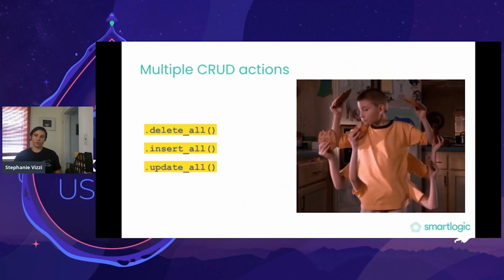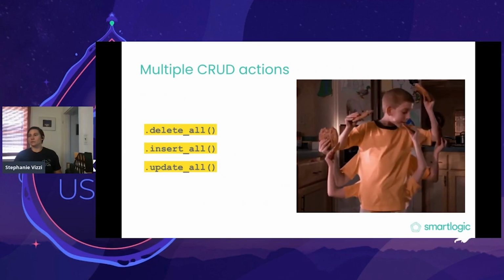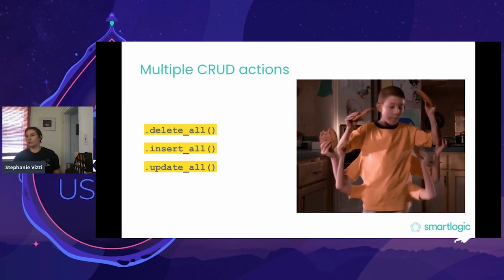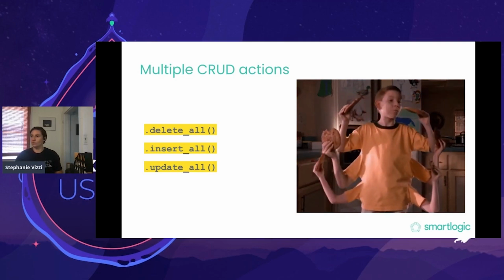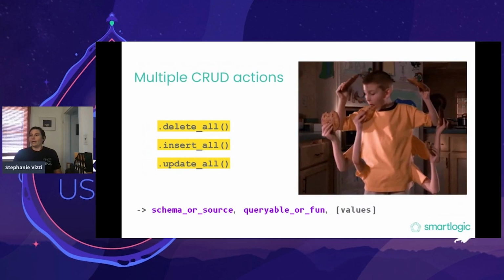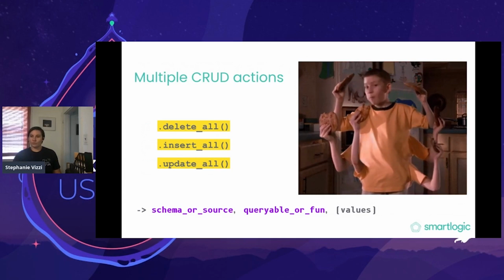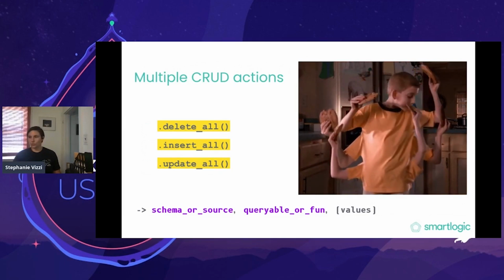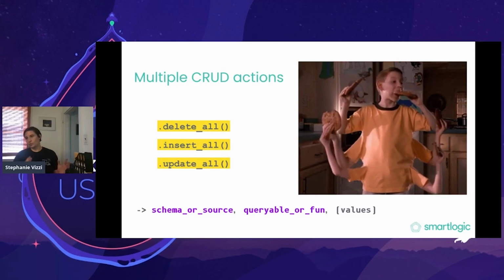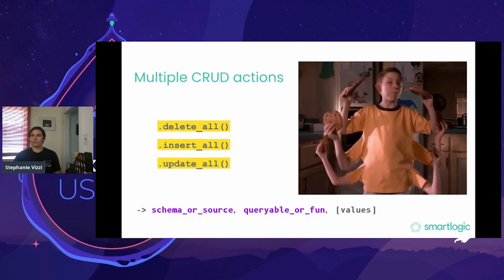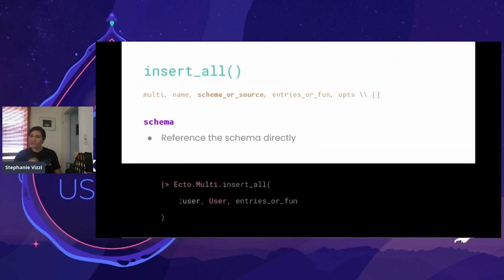Multiple. So again, these are the multiple versions. They take a little bit different structure. They're all a little bit different. They're not as cohesive in the argument front as the single ones, but we can dig in, look a little closer here. So yeah, the core argument we'll be looking at is schema or source, or could also be a queryable or a function, and then you might have some values there that you need to pass in as well. So if we're going to do schema, then you can just reference your schema directly that you already have set up in your app.